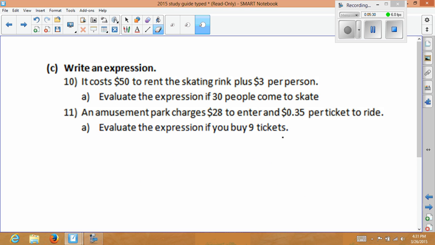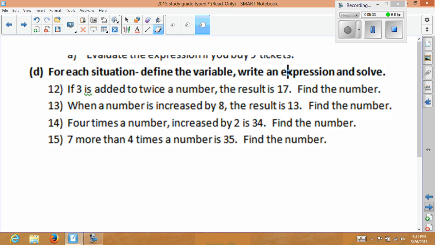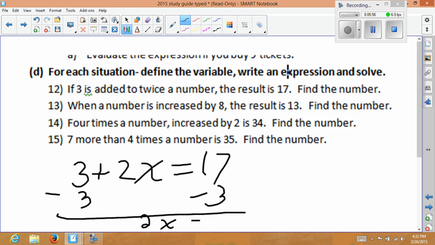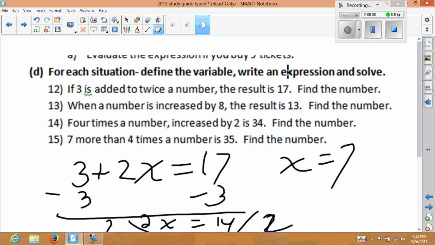Okay, next one, part D. Now you're doing like what you did at the beginning, except this time we're actually going to solve it. And remember, you're going to ask yourself who's the variable, what's happening to it, and so forth. So if 3 is added to twice a number, the result is 17. So 3 plus 2x equals 17. Subtract 3 from both sides. 2x equals 14. Divide both sides by 2, and x is equal to 7. So that's how you need to set that kind of problem up.